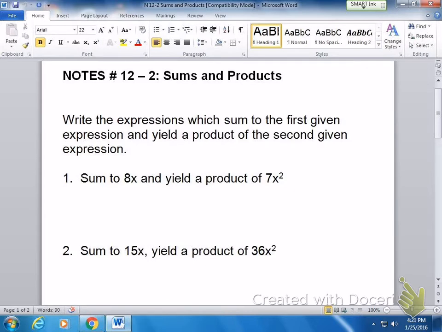So let's go ahead and talk about today's. Basically what it's wanting us to do today, it's going to give us 2 numbers. It's going to want us to find 2 numbers that add up to one of them and that have a product, or multiply together, to give us the second. So we're going to be looking for sums and products.